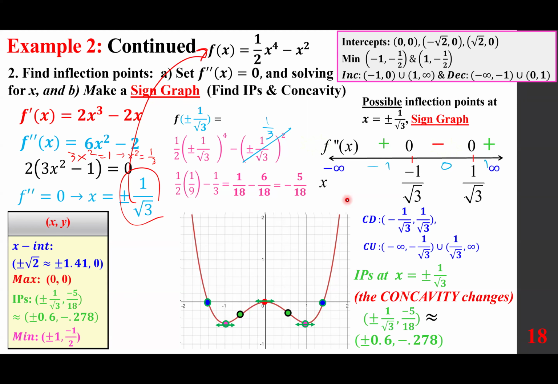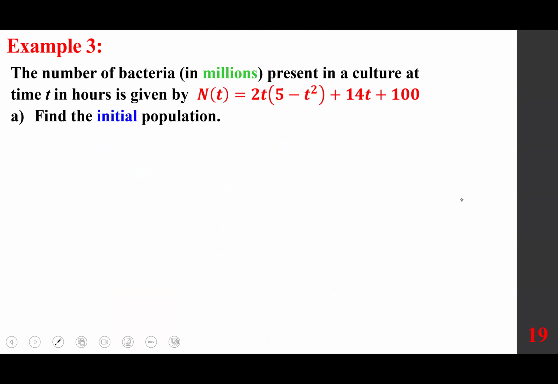Okay, a quick recap. We have the function. We did the sign graph on f prime of x, which gave us minimum, maximum, increasing, decreasing. We did the second derivative, and we did the sign graph on that. It gave us inflection points and intervals of concavity, concave up and down.